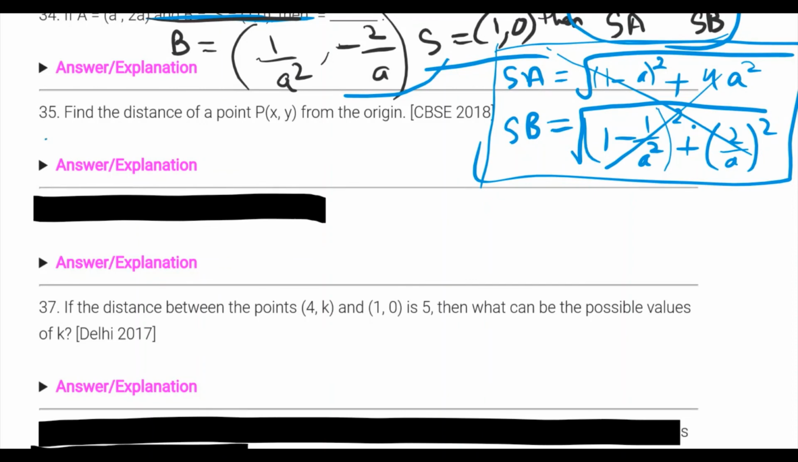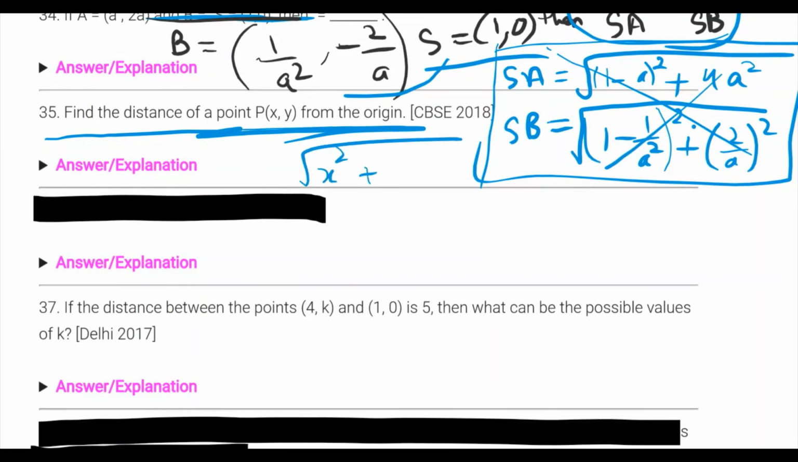35th question. Find the distance of a point P x, y from the origin. So this is directly root of x square plus y square. Distance of any point will be the square root of the sum of the squares.